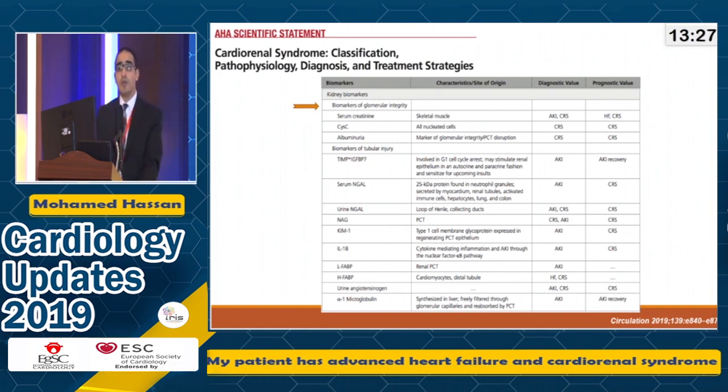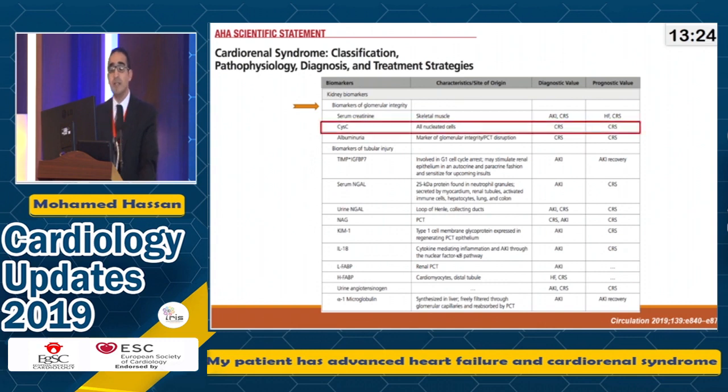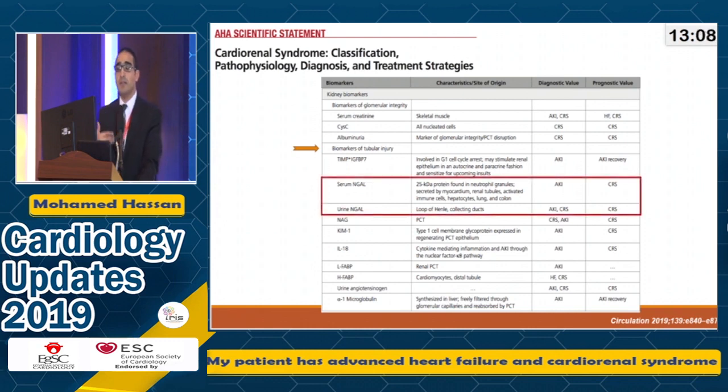But we have more biomarkers of renal injury like cystatin C, which is produced by all nucleated cells and has proved in many studies that it has significant prognostic value and it can predict mortality and hospitalization for heart failure. And we have biomarkers of tubular injury, and the most famous is NGAL, the neutrophil gelatinase associated lipocalin biomarker, and this biomarker is the most upregulated protein secreted by the kidney in case of acute kidney injury, and extensively studied, and it has significant diagnostic and prognostic value in patients with heart failure.